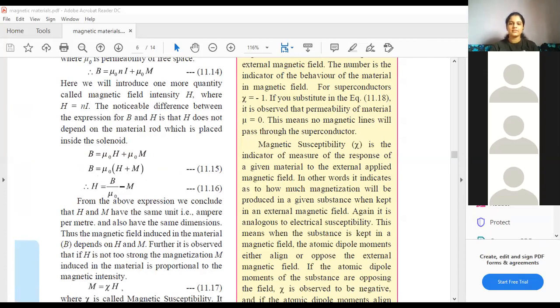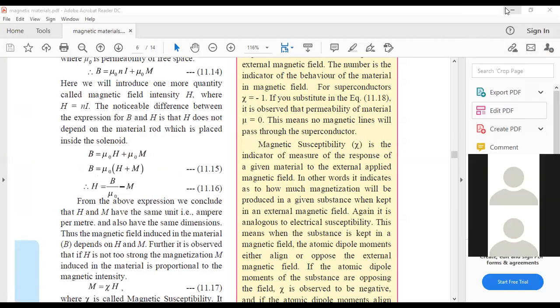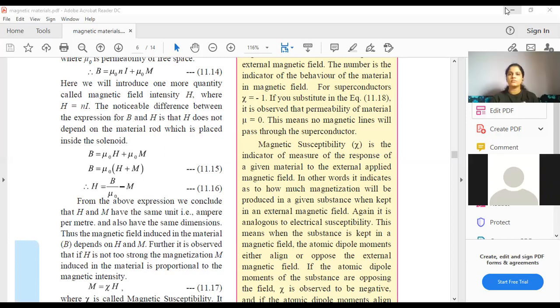Just a minute. Just 1 second. Okay, students, you cannot see the PDF, right? We can see that. Okay, wait. Just a second. Okay, I'll share it again. Wait.